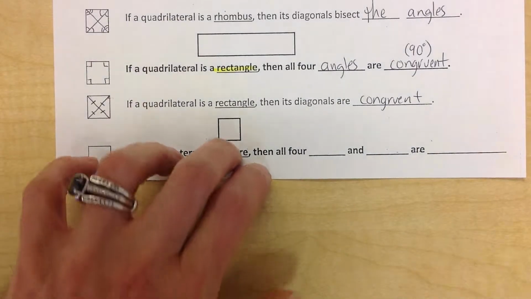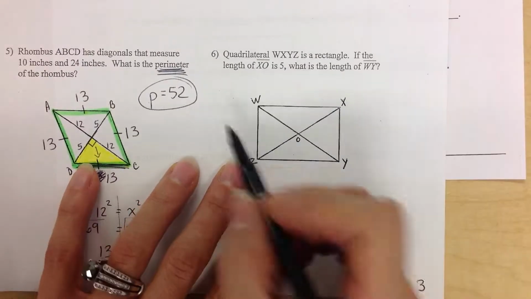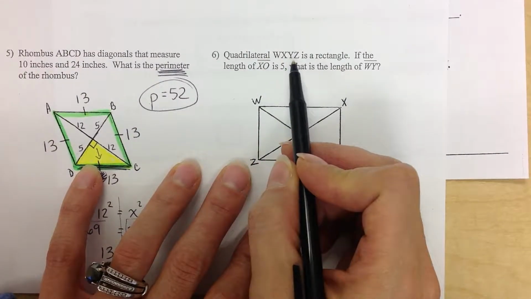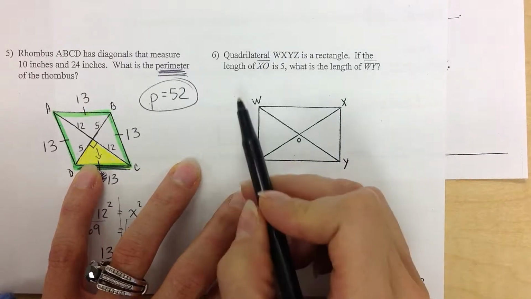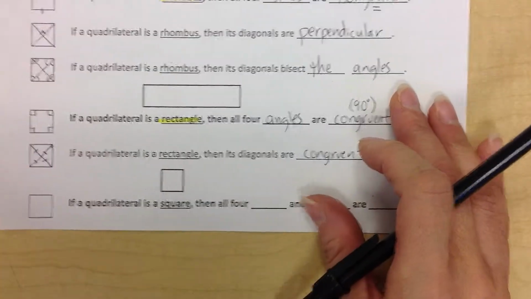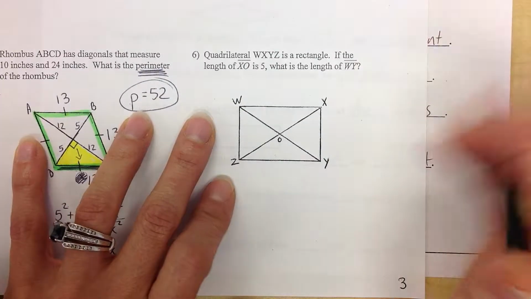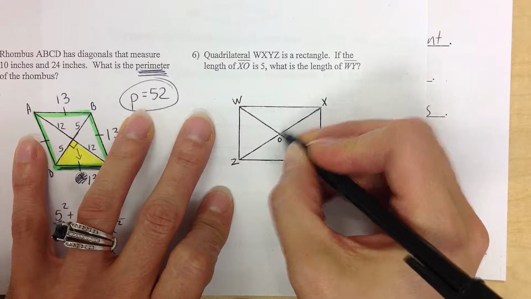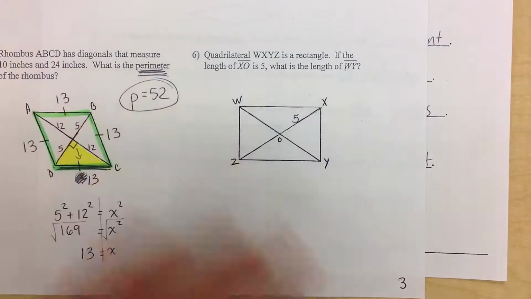Okay, so let's look at, again on page 3, I've got a rectangle that we can look at for problem solving. So they tell me that quadrilateral WXYZ is a rectangle. So hopefully my brain is saying, okay, I got a parallelogram, so I've got all these that I can use, and then it's a rectangle, so I can also use these. So let's see what else they tell me. If the length of segment XO is 5, so from X to O here, that length is 5. What is the length of WY?